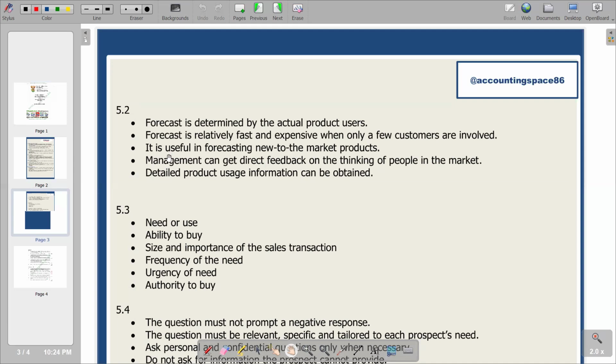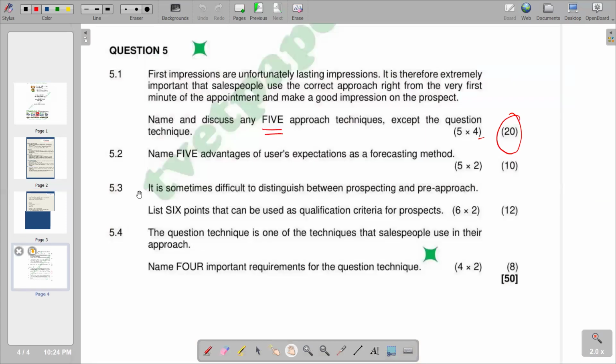The third point is saying it is useful in forecasting new to the market products. So new products, it is useful when we have new products to the market. And then that is our next point. Our management can get direct feedback on the thinking of people in the market. So that's also an advantage. So moving on to the next question that we have, which is going to be our 5.3.